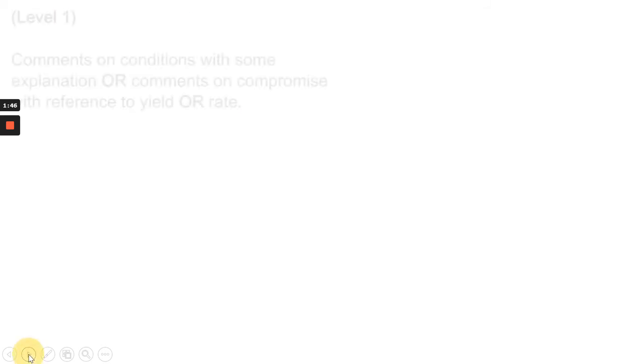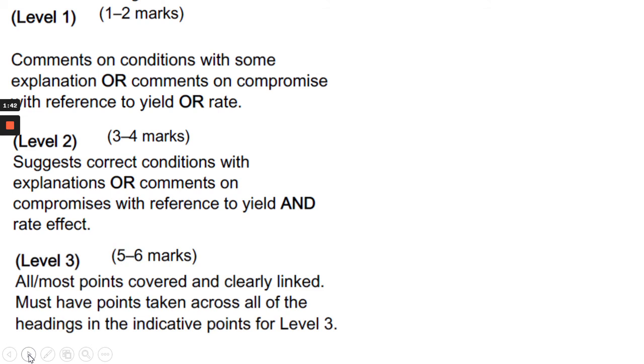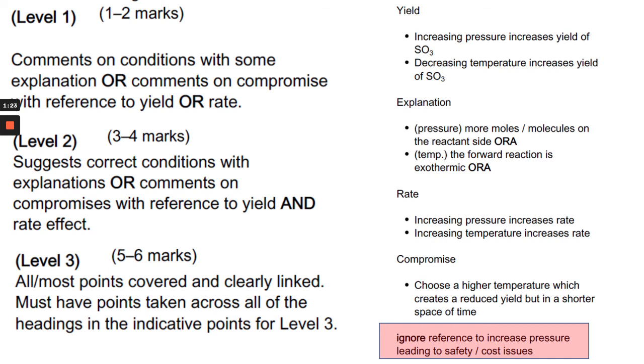So looking at the mark scheme, these are the levels. Nowhere does it mention the idea of expense or danger from pressure or the presence of the catalyst. Let's have a look at the indicative scientific points, because that's important as well. So at the bottom you can see that it says ignore references to increasing pressure leading to safety or cost issues.